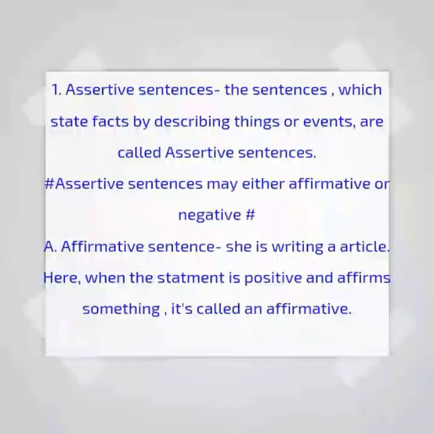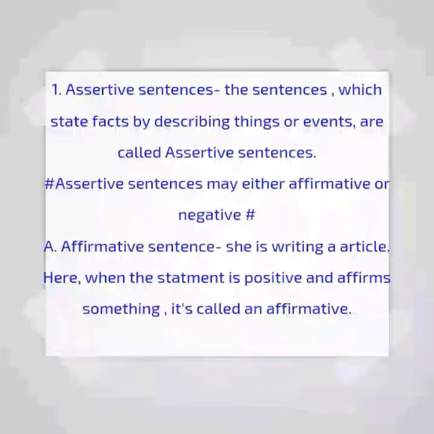Okay, let's talk one by one. Here I will enumerate one by one. Okay, number 1, assertive or declarative sentences. There is a definition of assertive or declarative sentence. The sentences which state facts by describing things or events are called assertive or declarative sentences. Assertive sentences can either be affirmative or negative. An affirmative sentence conveys a positive meaning, while a negative sentence conveys a negative meaning.